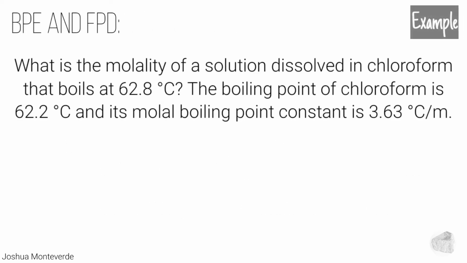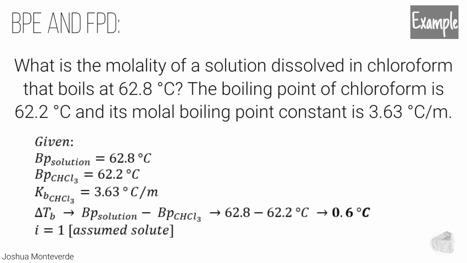Let's check on this example. What is the molality of a solution dissolved in chloroform that boils at 62.8 degrees Celsius? The boiling point of chloroform is 62.2 degrees Celsius and its molal boiling point constant is 3.63 degrees Celsius per molal. Our givens are the boiling point of the solution at 62.8 degrees Celsius, the boiling point of chloroform at 62.2 degrees Celsius, and the molal boiling point constant of chloroform, which is 3.63 degrees Celsius per molal.